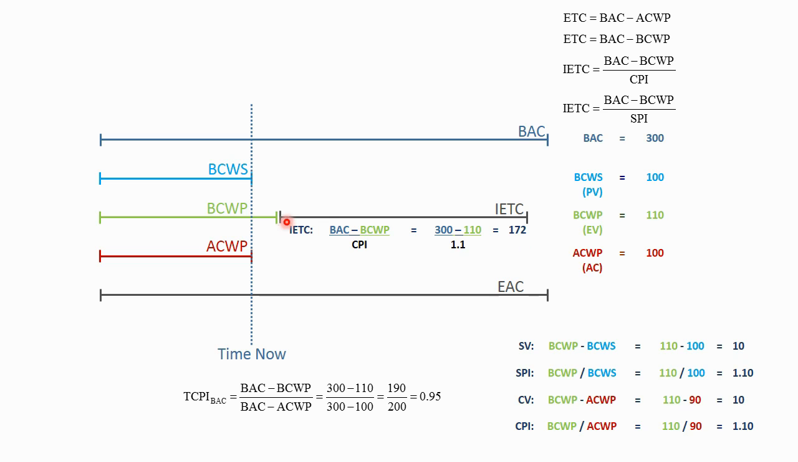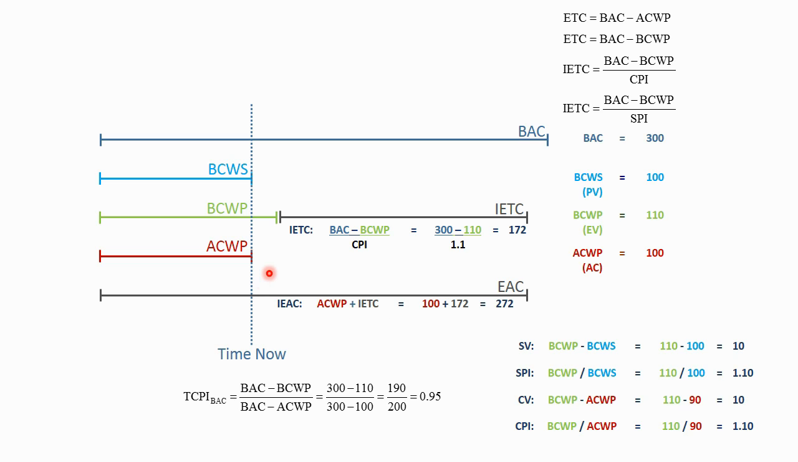So not only are we not computing the EAC just based on the 200 hours of budget that's remaining, not only are we not computing this ETC based on the 190 hours of performance remaining, we're dividing by this cost performance index of 1.1 because we believe the project is going to maintain that performance going forward. So now the IETC is 172 hours. And the EAC is adjusted accordingly.